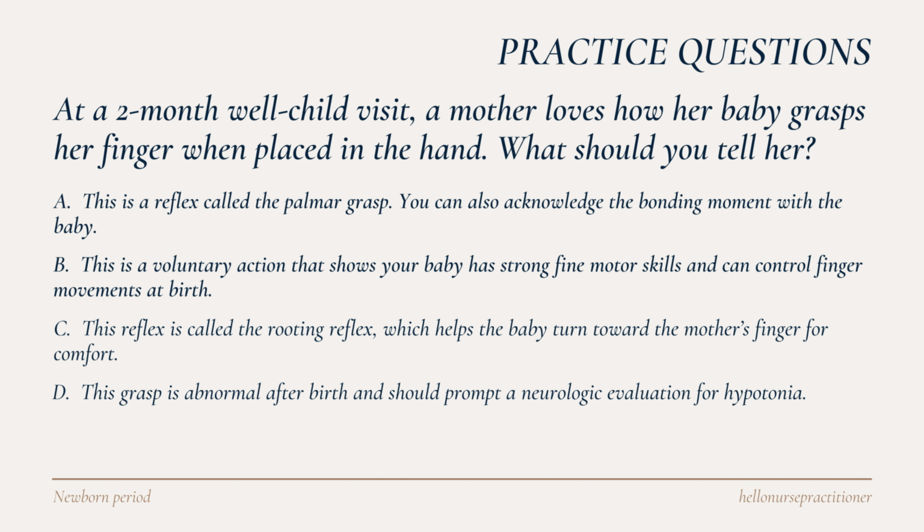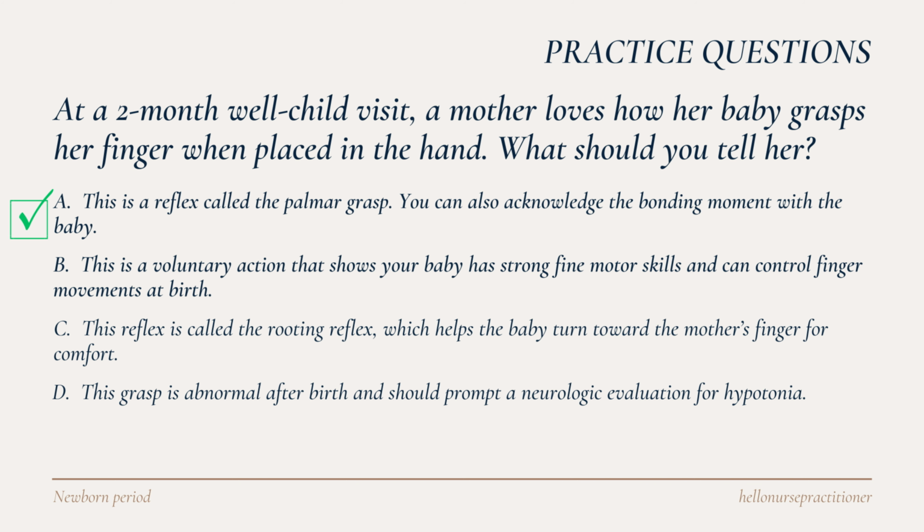B. This is a voluntary action that shows your baby has strong fine motor skills and can control finger movements at birth. C. This reflex is called the rooting reflex, which helps the baby turn toward the mother's fingers for comfort. D. This grasp is abnormal after birth and should prompt a neurologic exam for hypotonia. The answer is A. This is the palmar grasp reflex, a normal primitive reflex present at birth that usually fades in 2 to 3 months. This is also a sweet opportunity to acknowledge the bonding between the parent and a baby.